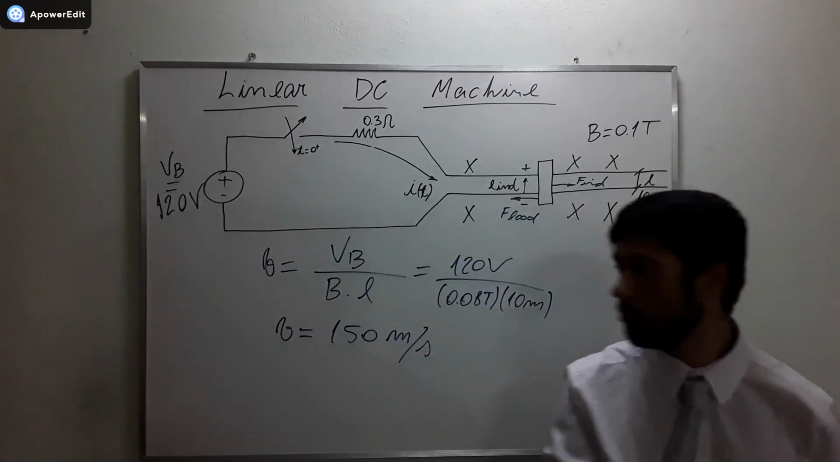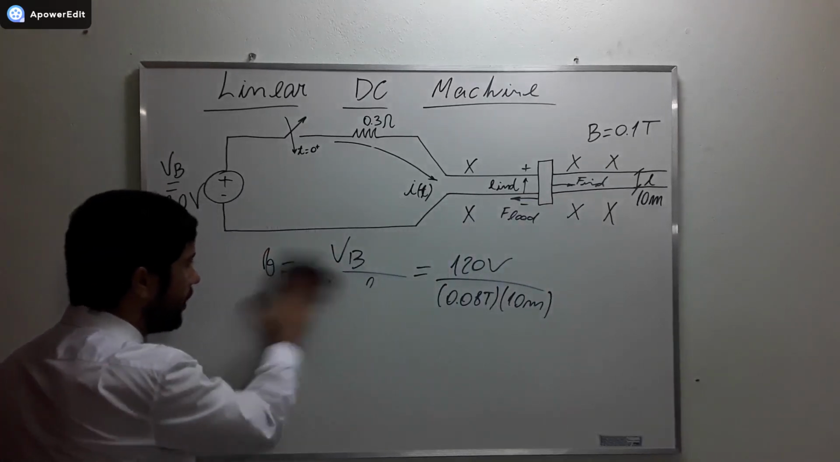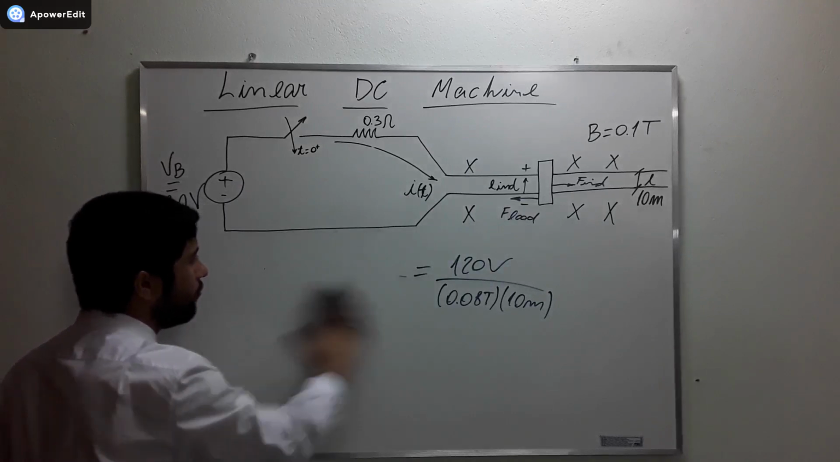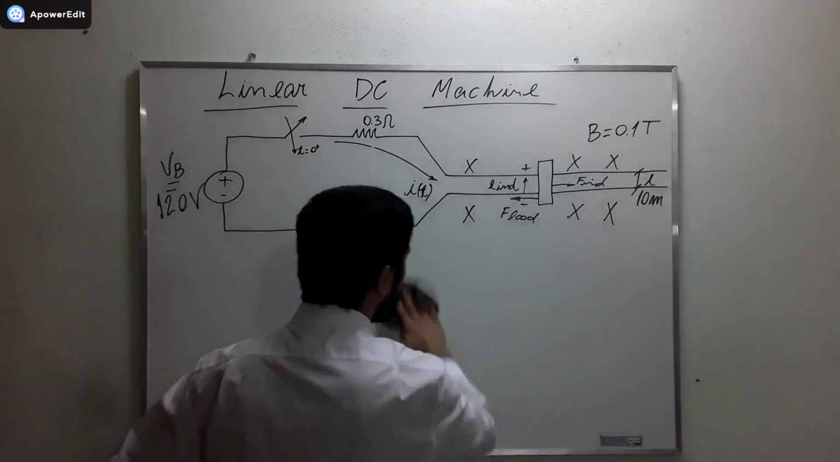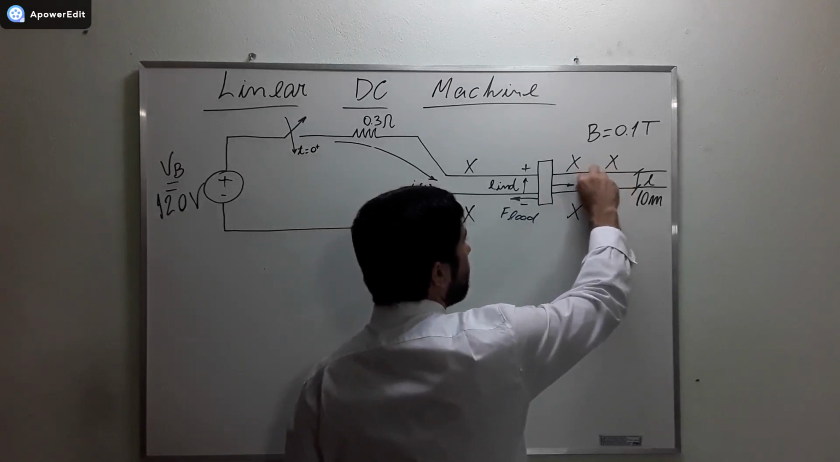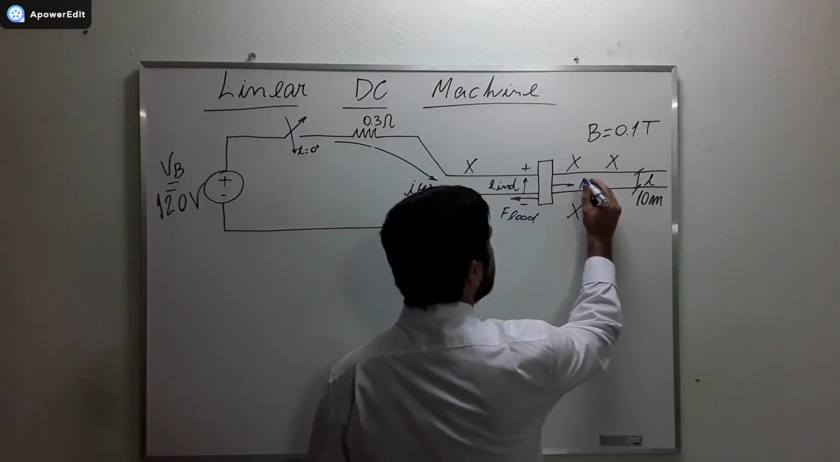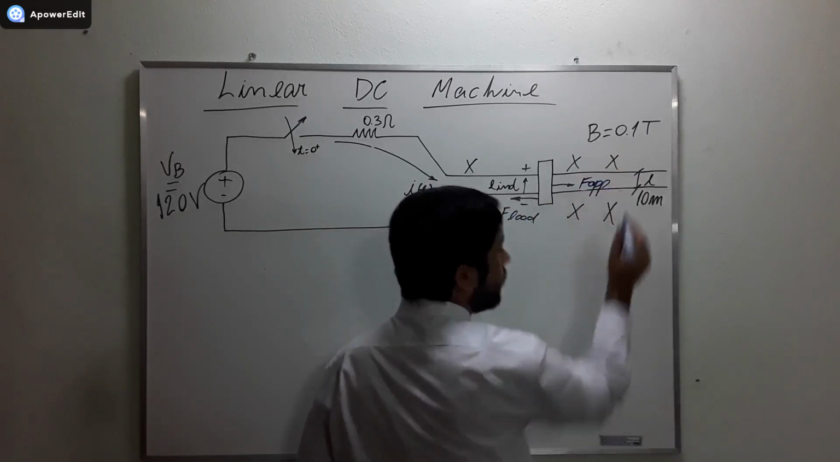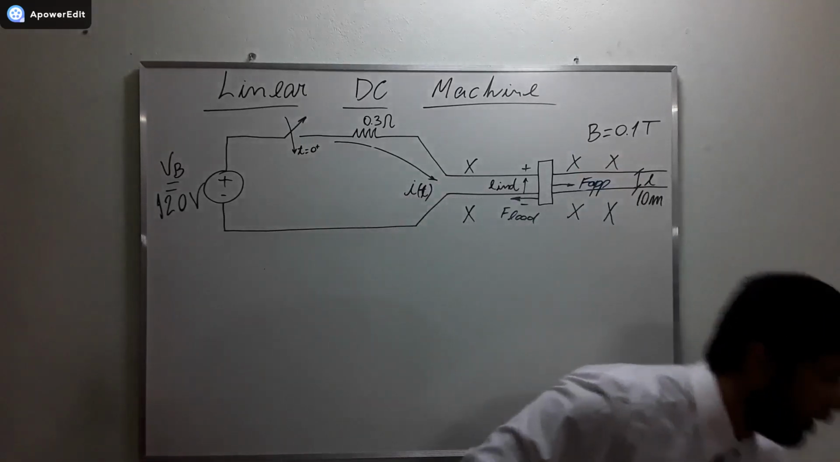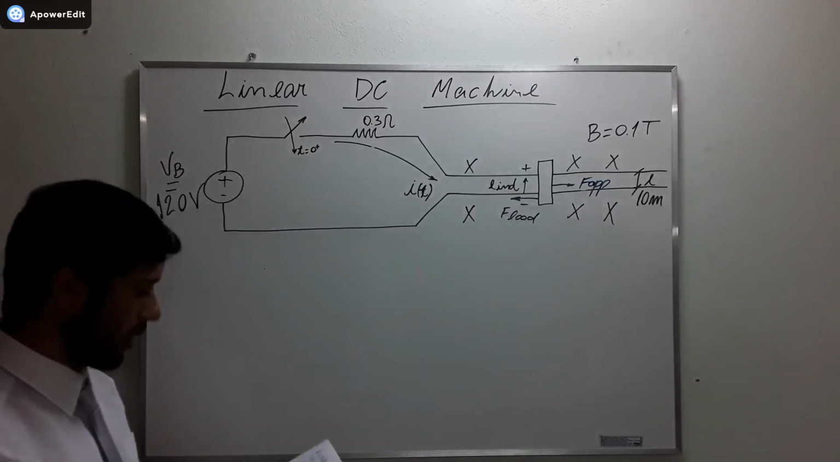Now to finish, let's go to letter D. In letter D, the machine is going to work as a generator, not a motor anymore. And we want to apply a force here. There is going to be an applied force here, and we need to know what is going to happen. What is going to happen?